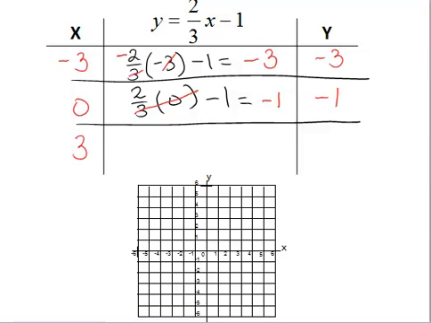In the last case, we will plug in a 3 for the value of x, and we notice that we have a 3 on top and a 3 on bottom. So that again is said to line out, and we're left simply with 2 minus 1, which is 1. So when x is 3, y is 1.